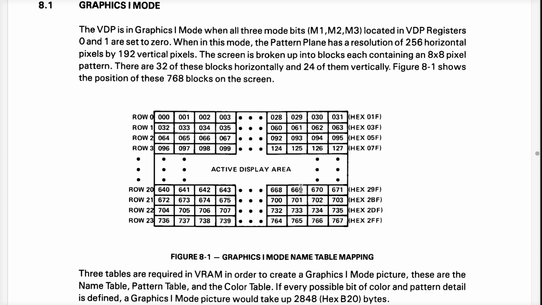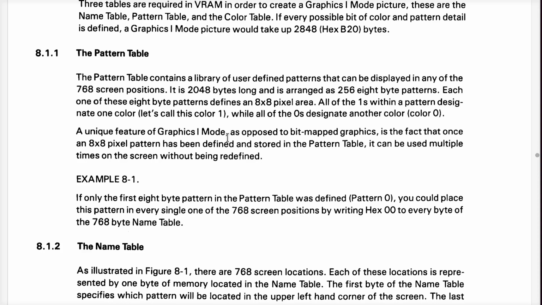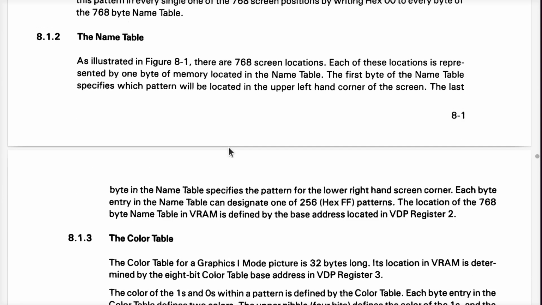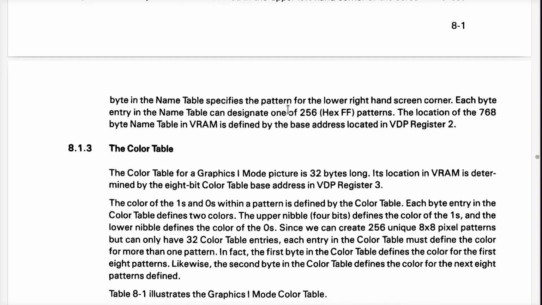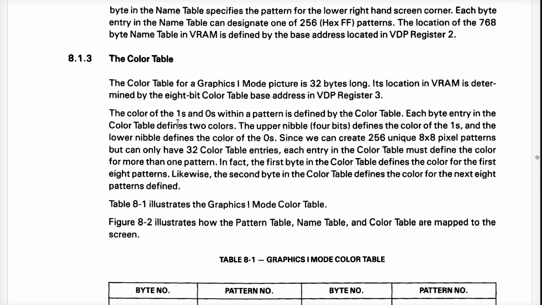Names, or IDs, I like to think of it, that represent which one of the tiles I need to put in what area. And I can put the same one over and over again. I can put different ones, whatever I want to do. Okay, so it talks more about the pattern table and more about the name table. This is pretty straightforward stuff. Okay? Color table gets a little bit more interesting.